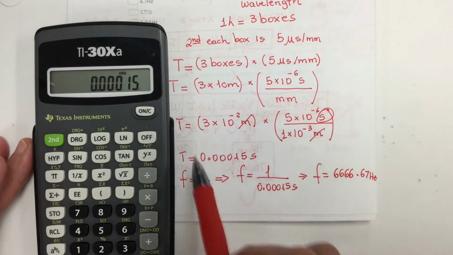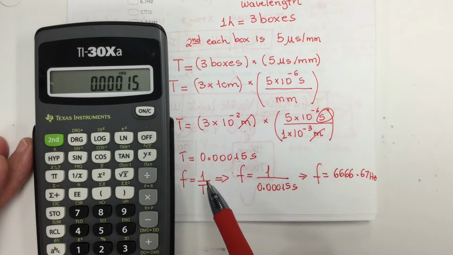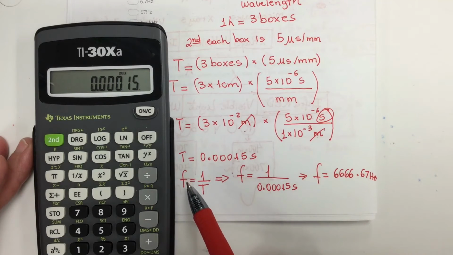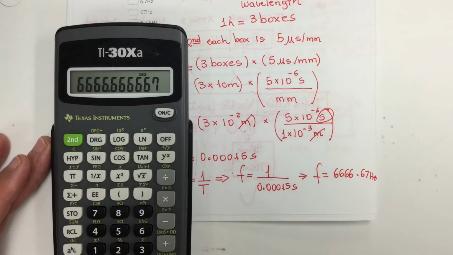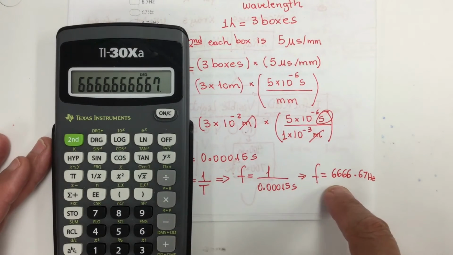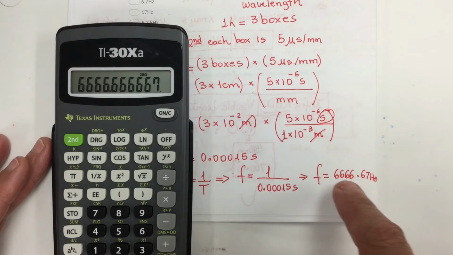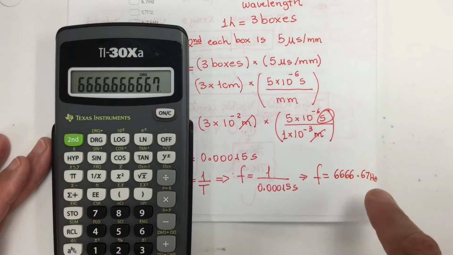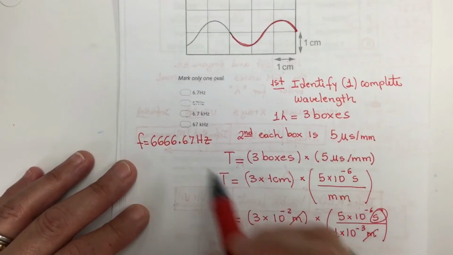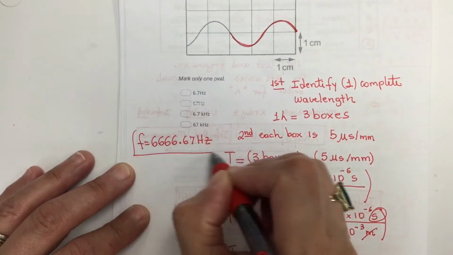The problem is asking to find the frequency. We have the period, and the inverse of the period is the frequency. So to invert this, you just invert this number. Now we have 6,666.67 hertz. So this is my final answer.